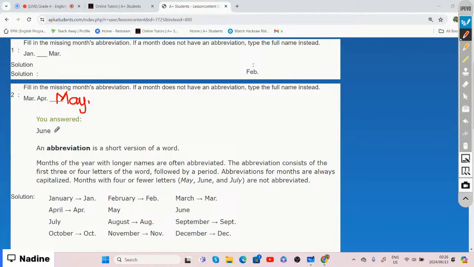No. You see, here it says you answered June, but it's not June, because we have March, April, then May, and then after May we have June. You see, these activities want to confuse you. So they put there that you answered June, but afterwards they tell you if the answer is correct or not. All right, so we chose May.